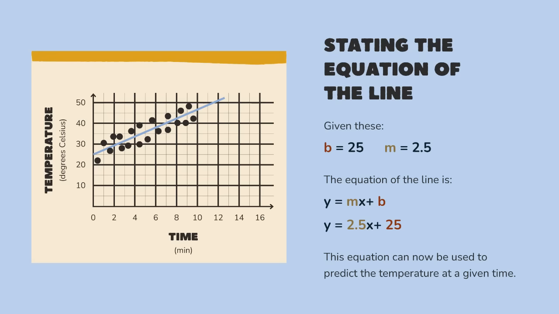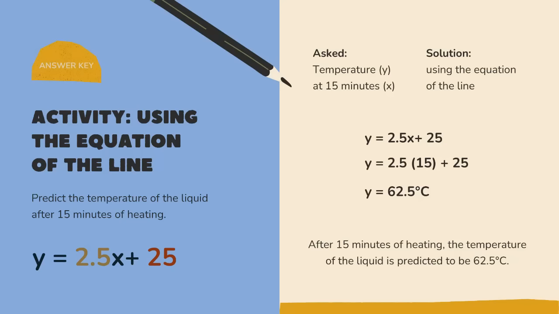Let's use this equation to make a prediction. What's the temperature after 15 minutes? Substitute x equals 15 into the equation. y equals 2.5 times 15, plus 25, equals 62.5. So, the predicted temperature after 15 minutes is 62.5 degrees Celsius. Try similar exercises using different values for x.